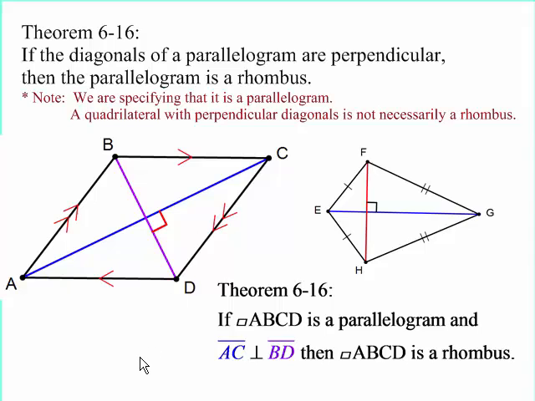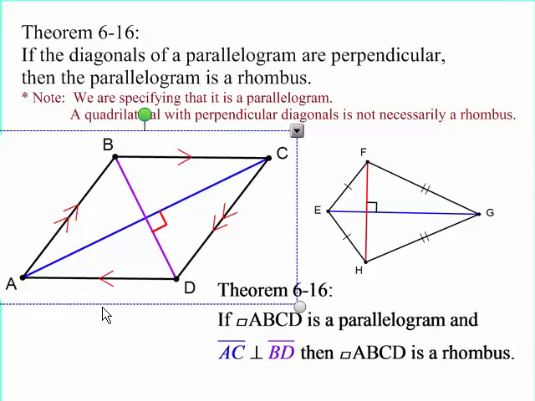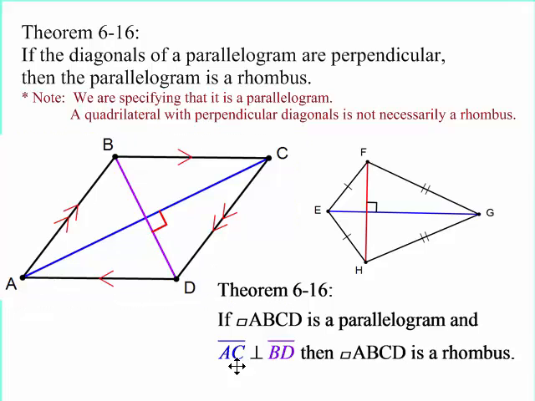Theorem 6-16 states that if the diagonals of a parallelogram are perpendicular, then the parallelogram is a rhombus. So we start out with figure ABCD, and that figure is a parallelogram because you can see the opposite sides are marked that they're parallel. And then the diagonals, segment BD and segment AC, those two diagonals are perpendicular, then this has to be a rhombus. And I have the right notation here. Look, ABCD is a parallelogram, and AC is perpendicular to BD, then ABCD is a rhombus. That's true. Let's move on.